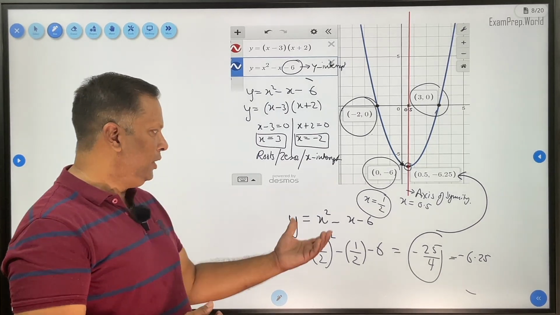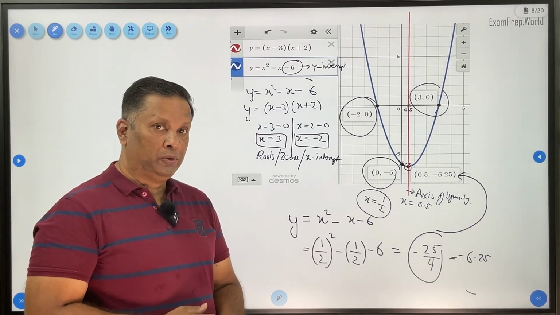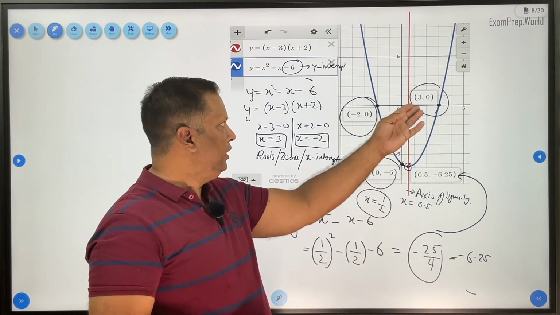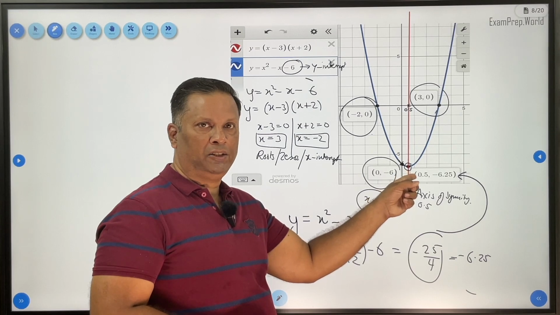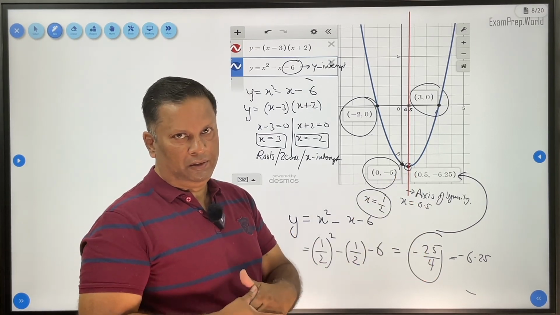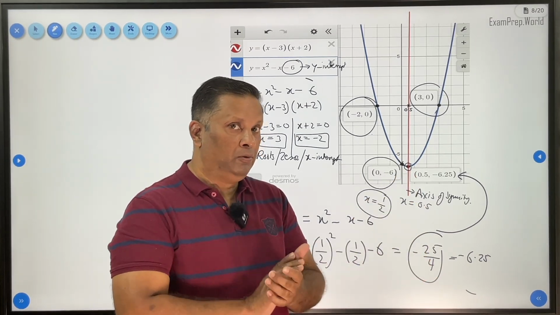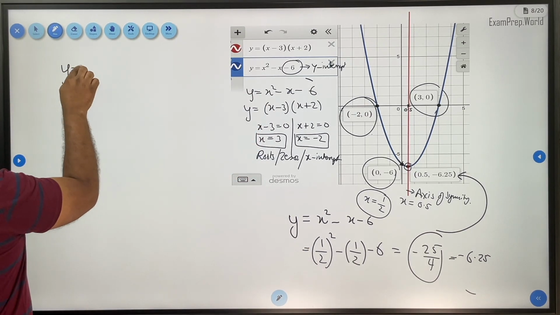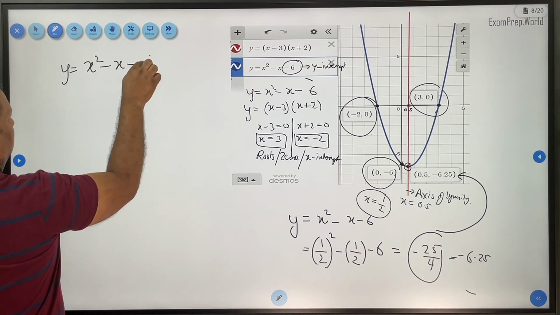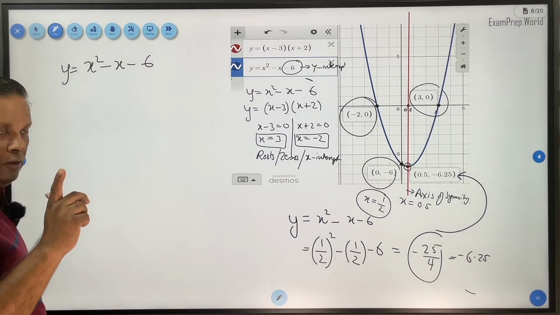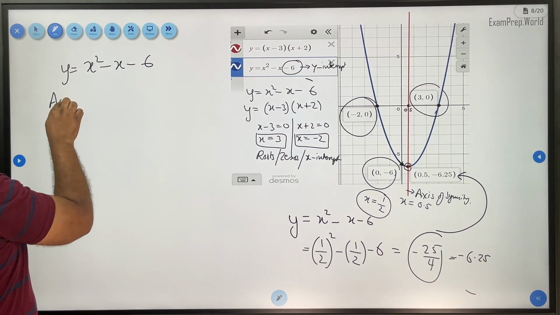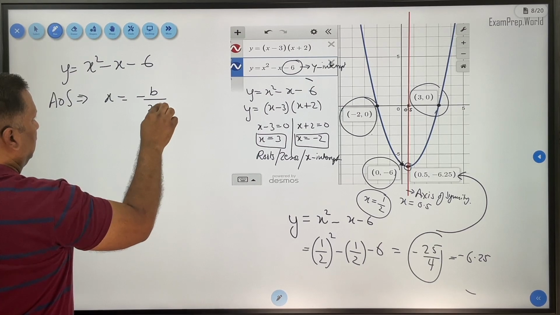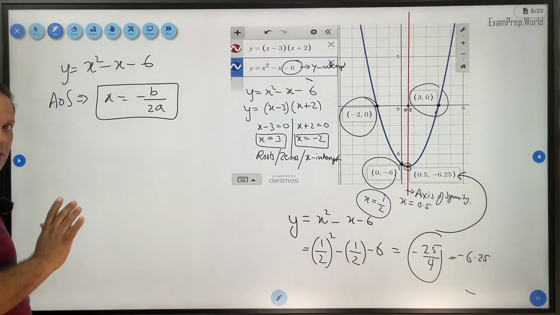Okay, it's very easy. Now, suppose we have to find the vertex without finding the factors. Here what we did, we found the midpoint of the x-intercepts, and that we inputted in the function to get the y coordinate of the vertex. Now without this, there is a very simple formula. Let's take this function y equals x squared minus x minus 6. So for the x coordinate of the vertex, first find the axis of symmetry, AOS, which is x equals minus b over 2a. Very simple one. Okay, you will remember.